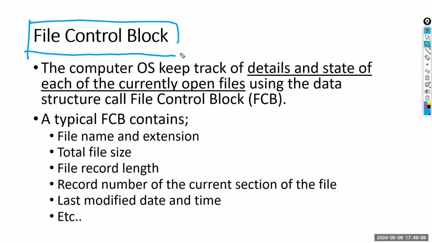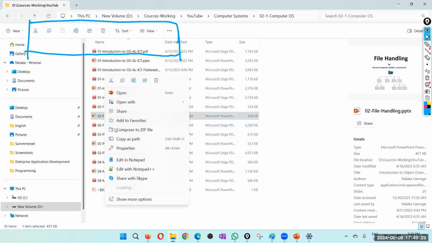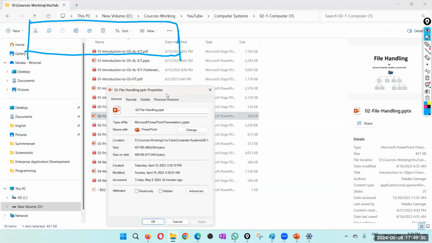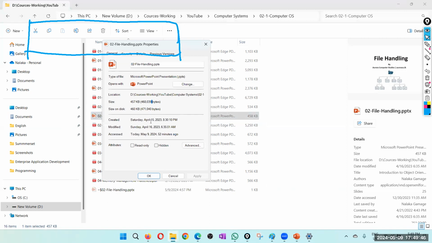Now, if you see this word, especially in MCQs, or sometimes they have asked this in the structured paper also, you must know what is meant by file control block. This is something like when you go to your file explorer, right click and select properties. Basically, you are looking at some of the important things in the file control block for that file.